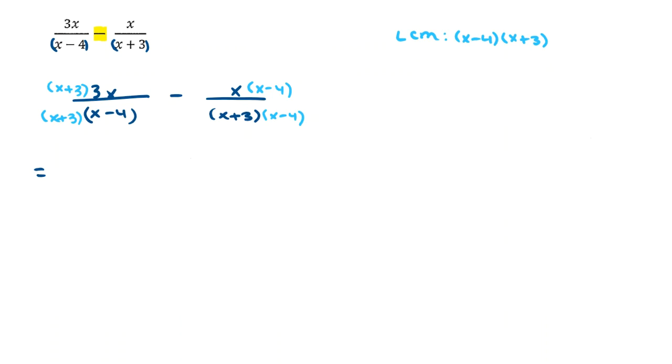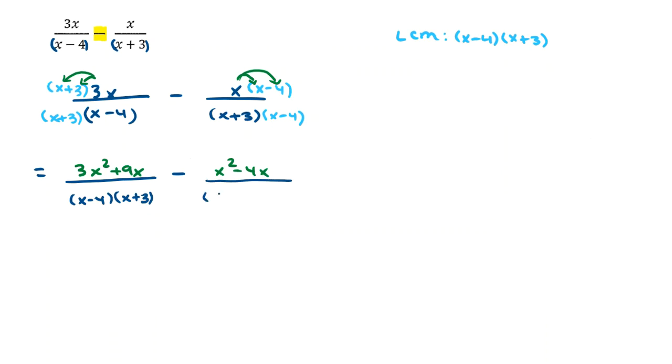So what we're going to do next is distribute the 3x that's on top of the first rational expression to clear parentheses, and that gives us 3x squared plus 9x all over, and I'll write out the LCM as x minus 4 quantity x plus 3. Do keep in mind we're subtracting, and I'm going to go ahead and distribute the x in to clear parentheses to get x squared minus 4x, and that's going to be on top of a copy of the LCM as well.